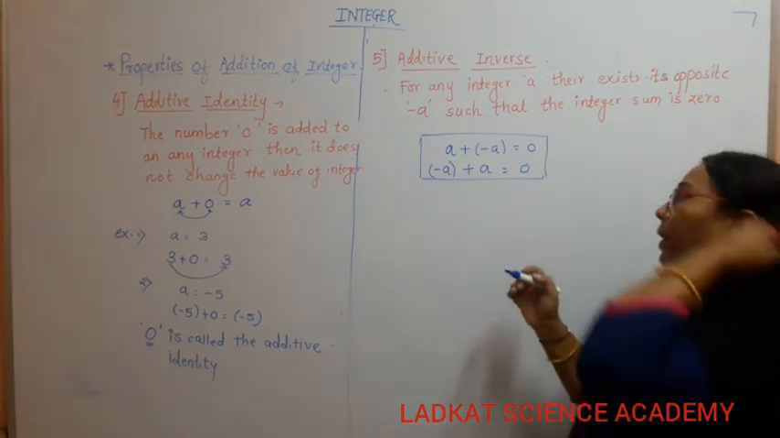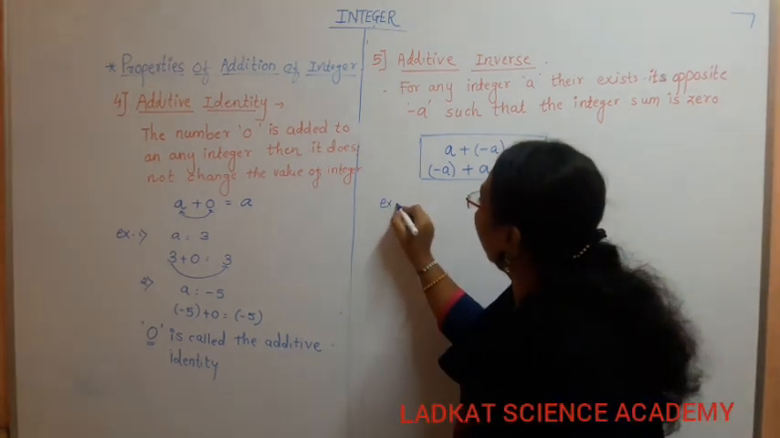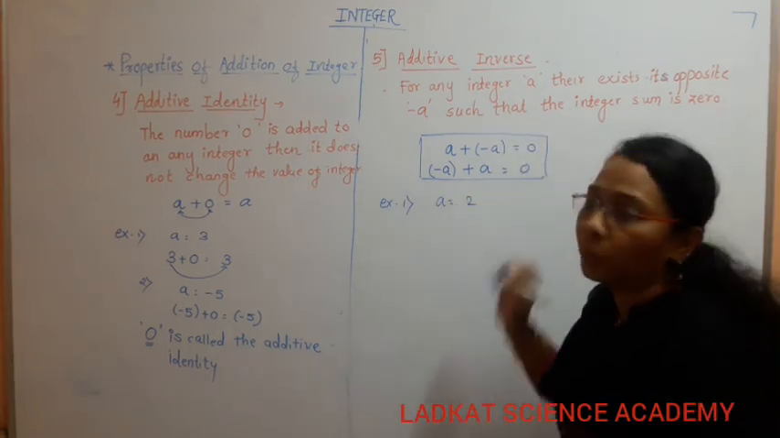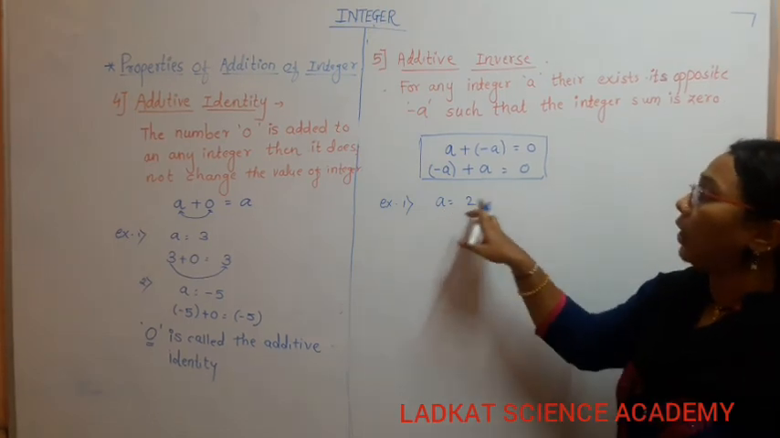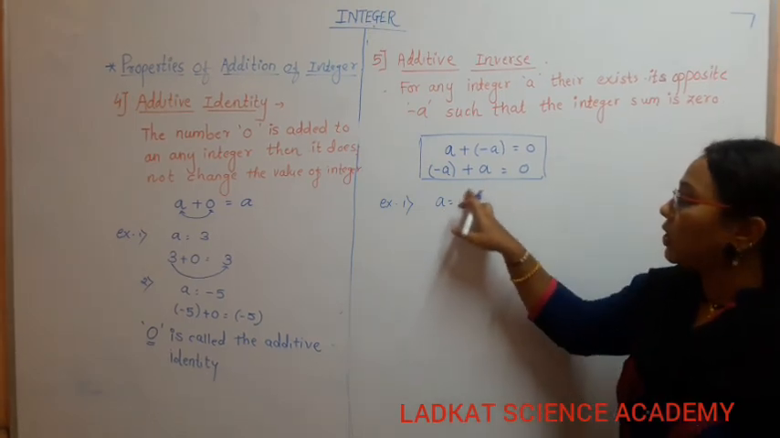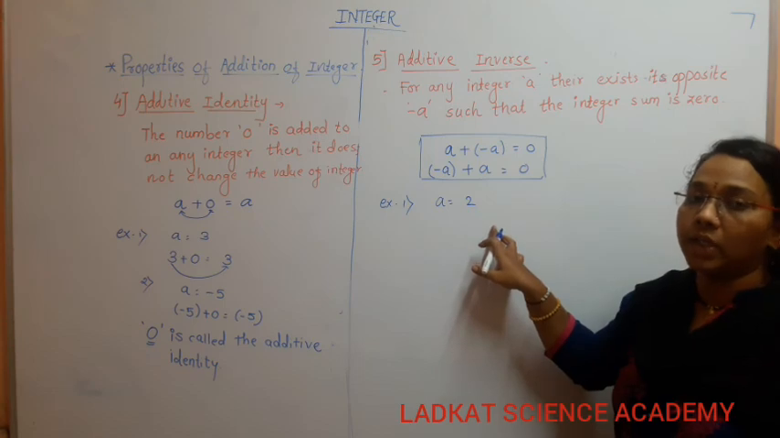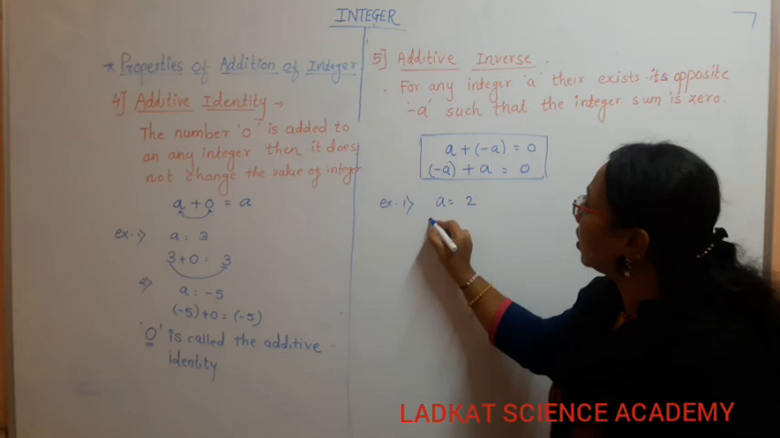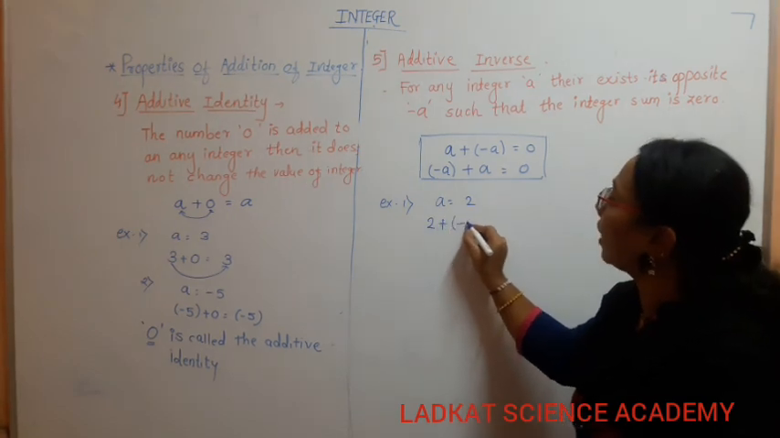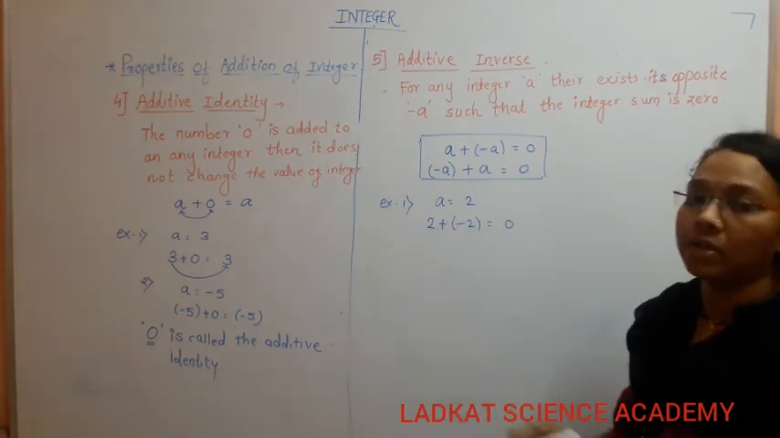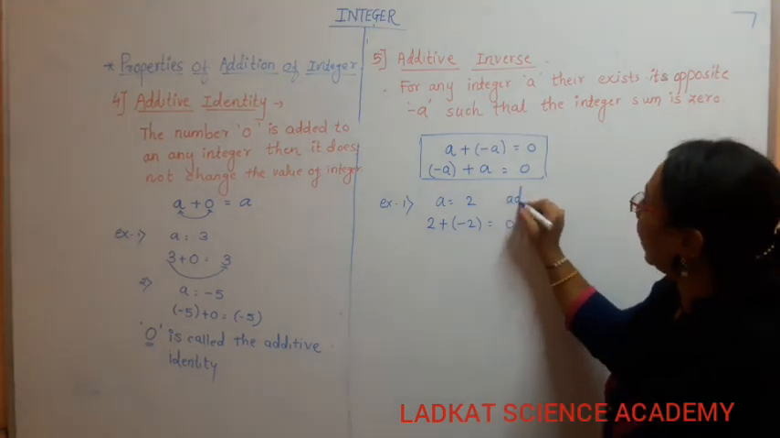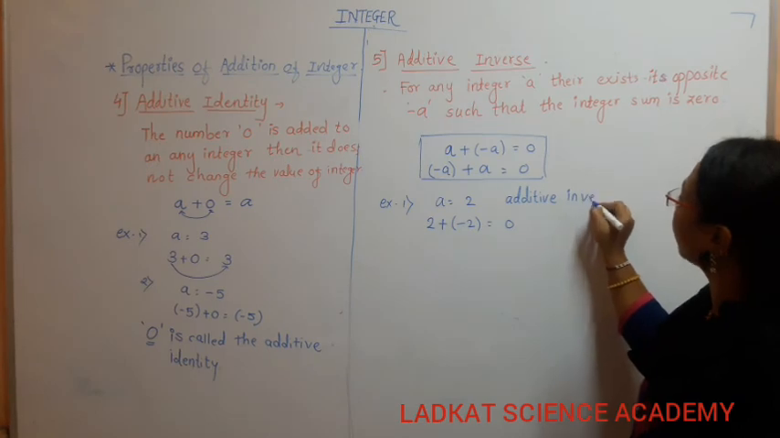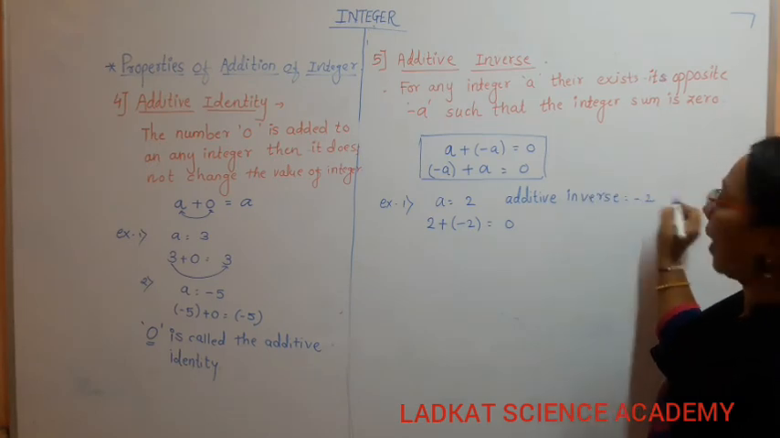We will take some examples. Example first. Suppose a is equal to 2. Then what is the additive inverse of 2? This 2 is a positive integer. Then the additive inverse of a positive integer is a negative integer. So 2 plus minus 2, we got the answer 0. Means here the additive inverse of 2 is minus 2.